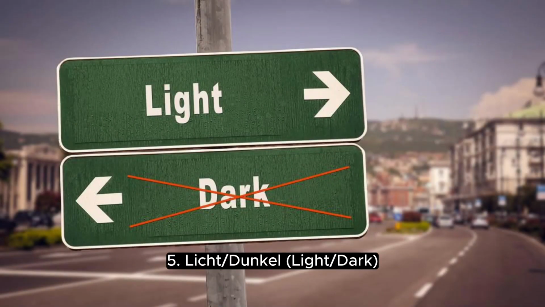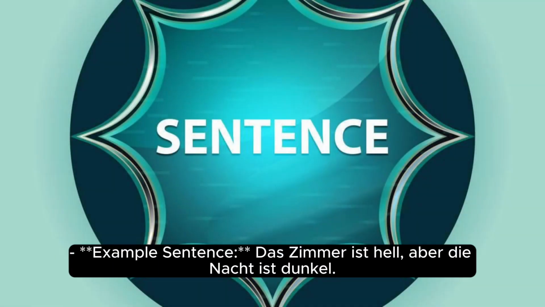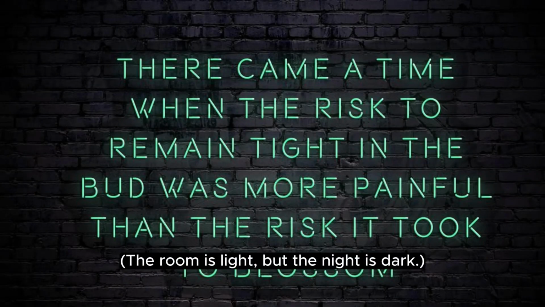5. Licht or dunkel, light, dark. Example sentence: Das Zimmer ist hell, aber die Nacht ist dunkel. The room is light, but the night is dark.